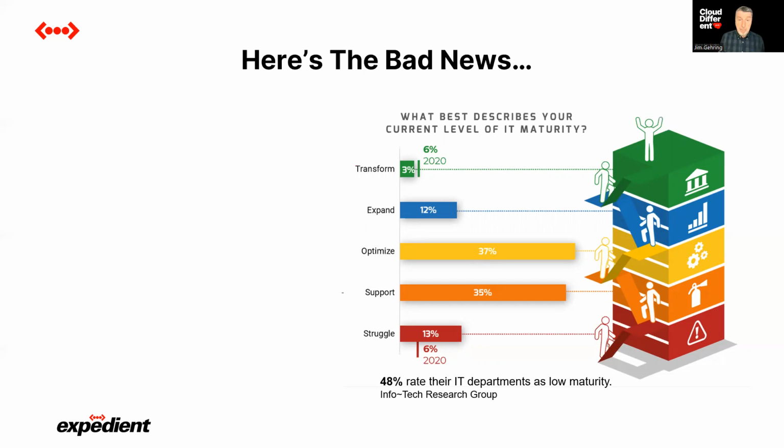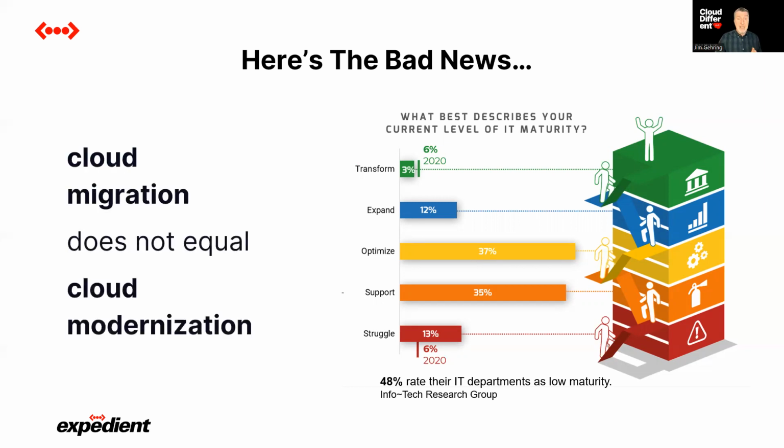Optimized, which is your middle of the road, not transformation, is at 37%, and the rest, 48%, rated at low maturity. If we're rating this against transformation, which is what we're talking about today, add that 37% in the middle to that number, because that's not transformative. It's not even expansive. So we really have 85%. It looks actually a lot like the number I showed you at the beginning of this, the first slide. It's not looking good. So the bad news is this: cloud migration does not equal cloud modernization.